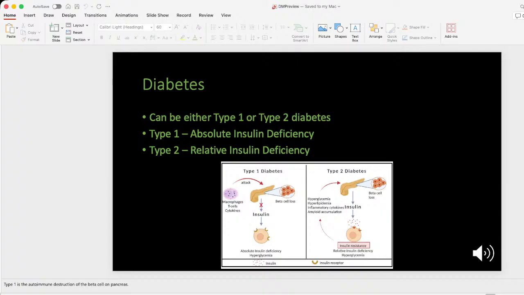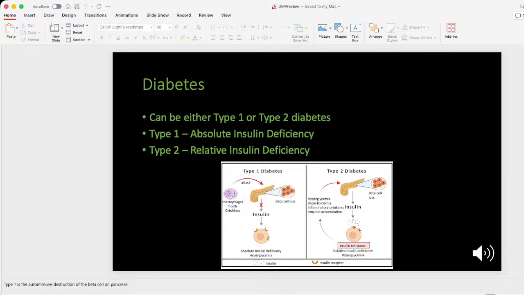One is where the pancreas is not producing insulin at all. The second, type 2, is where the pancreas is making insulin, but it's just not working correctly or as it normally should. But in both cases, there's beta cell loss, and there is definitely going to be an increased level of sugar in the blood. And so that's how diabetes would occur.